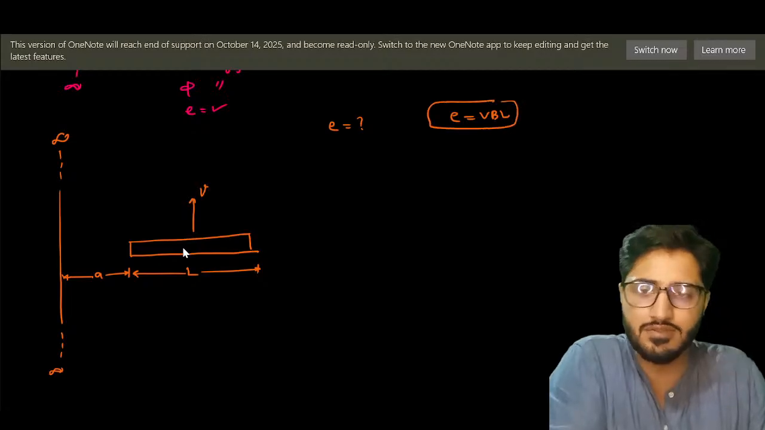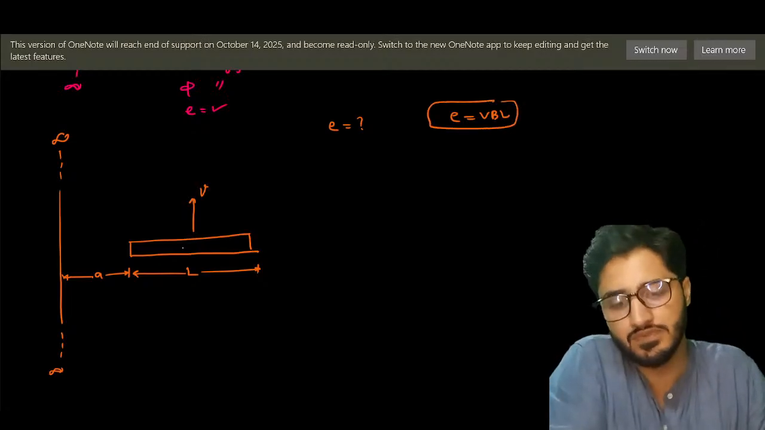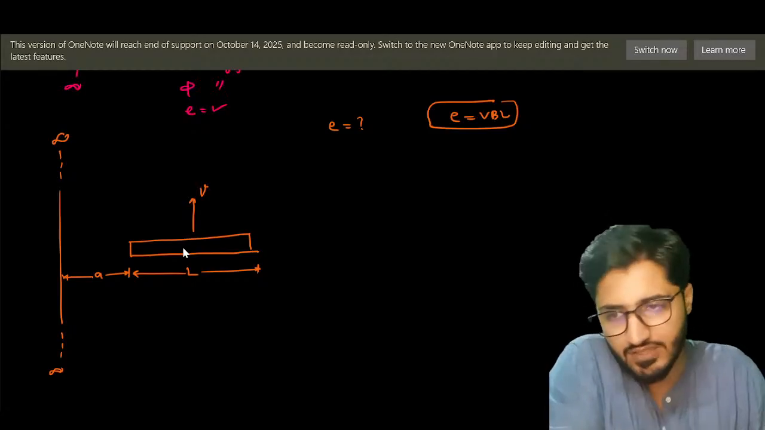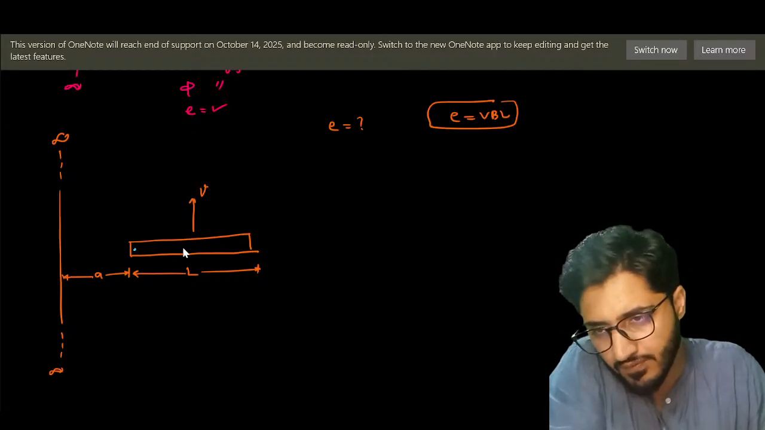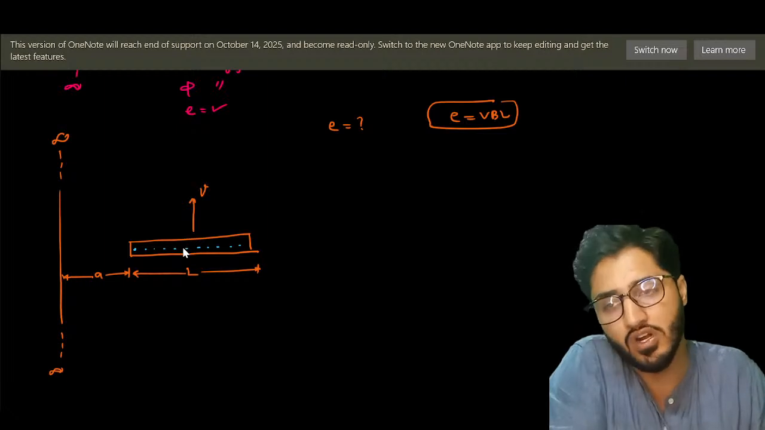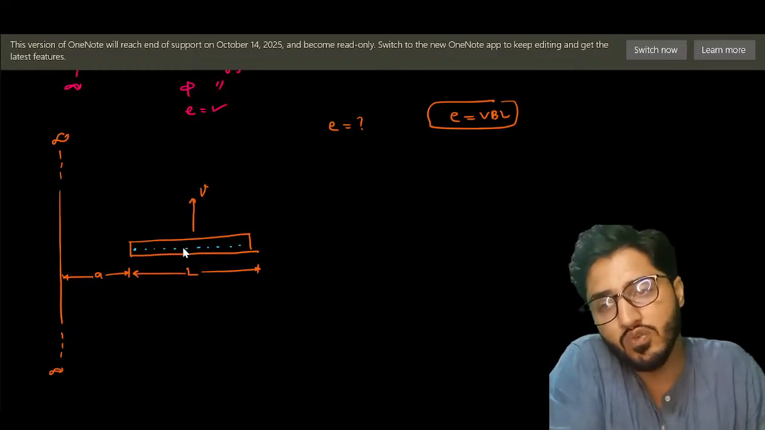Can we write E equals to VBL? Can we write like this? No, sir. Do you know why? The reason is, look, if we're talking about this particle, different distance, right? Each and every particle on this rod is having a different distance from the wire. So B is different now. So we have to go x distance and take an element of dx.